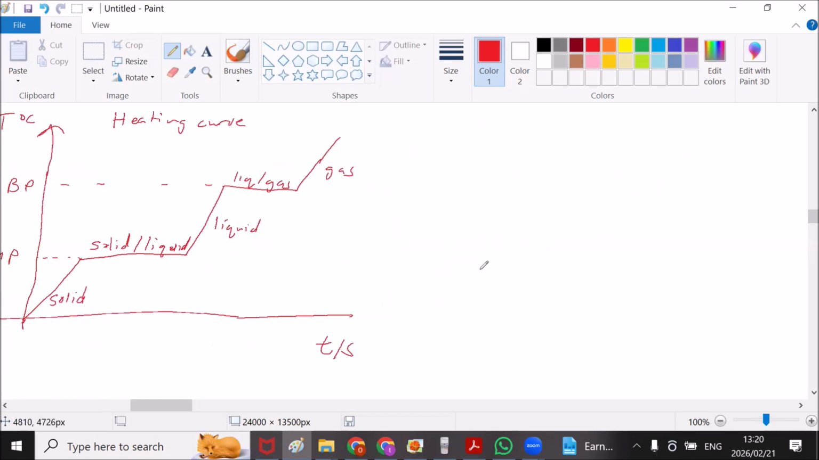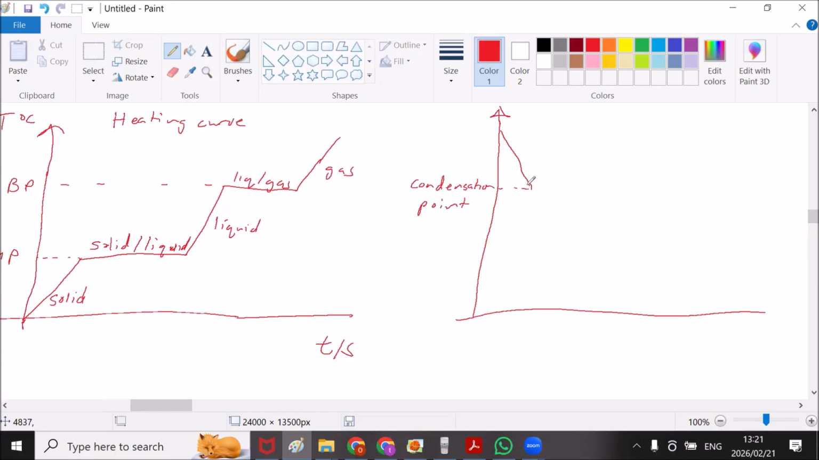Now for a cooling curve, we start with a gas that is being cooled to the boiling point or condensation point. At the condensation point, which is the same temperature as the boiling point of that particular pure substance, the temperature does not decrease. So in this region, we have a gas, and in this region, we have a mixture of gas and liquid. When all the gas has turned to liquid and we continue cooling, the temperature falls again. So in this region, we have a liquid.